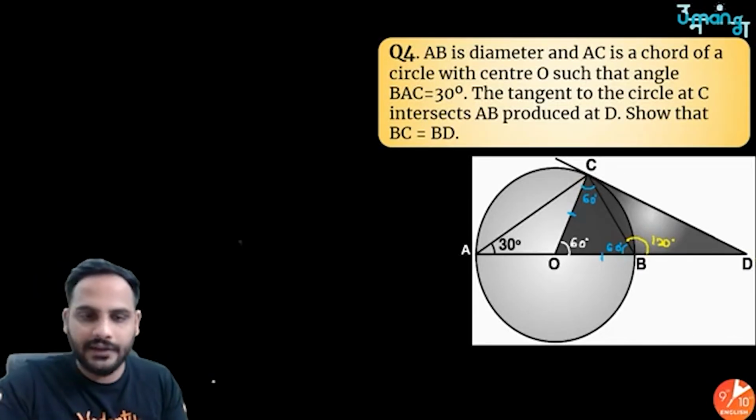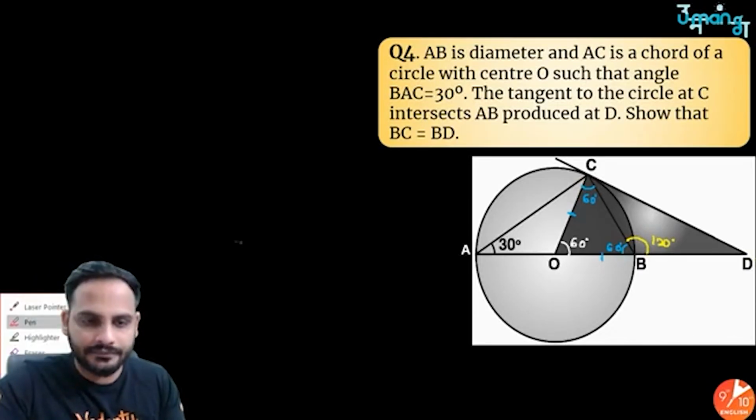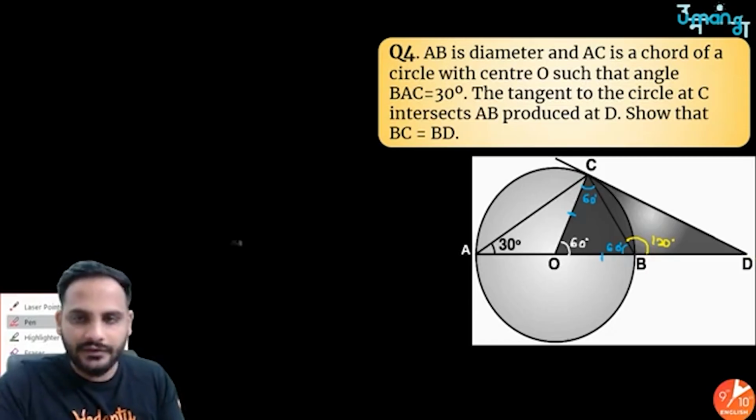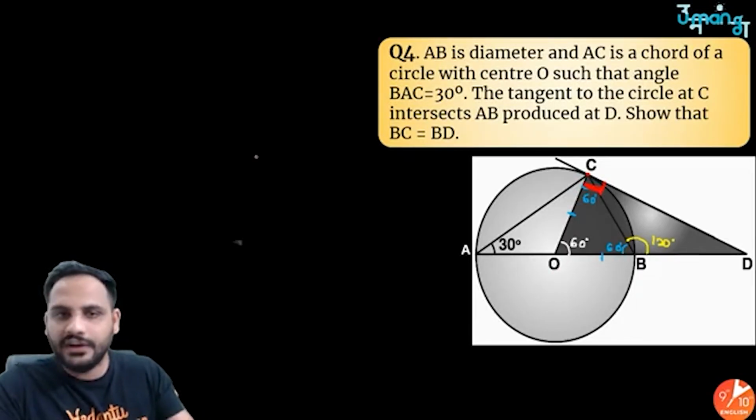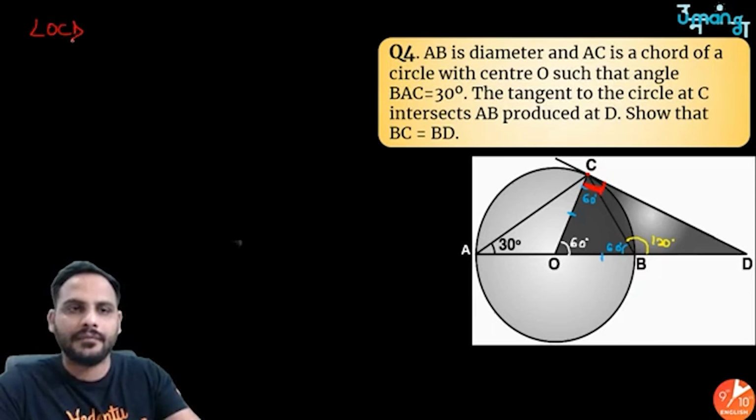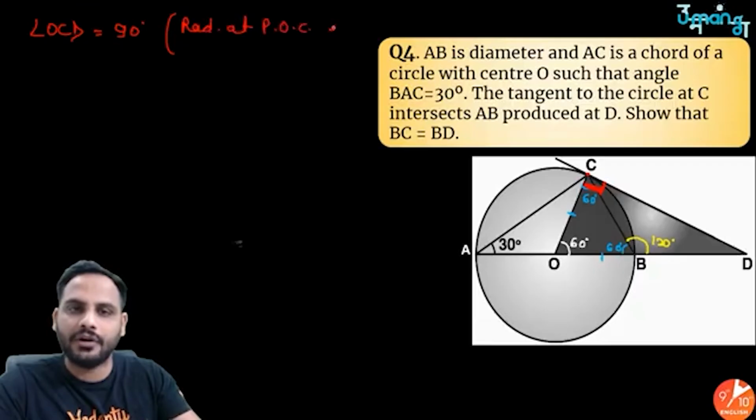Now the next thing I know here is that OC is a radius at the point of contact. So this complete angle must be 90 degrees. Angle OCD is equal to 90 degrees because the radius at the point of contact is perpendicular to the tangent.